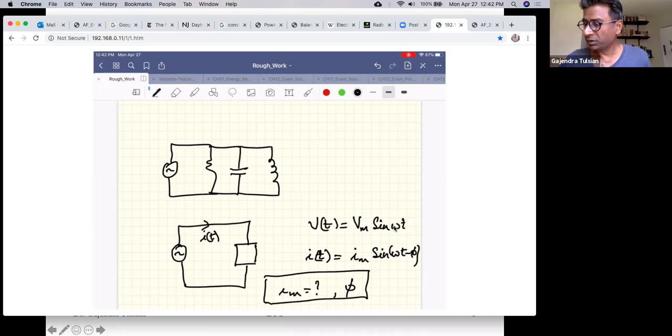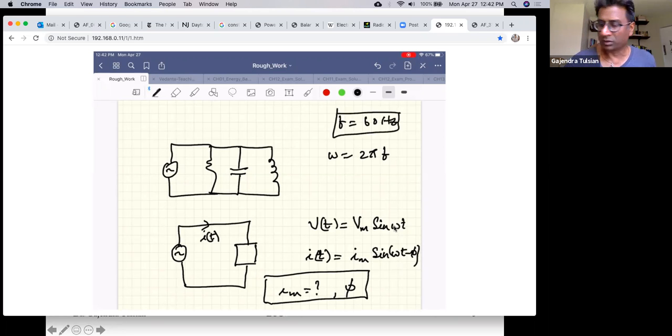Omega is the frequency. Omega is 2 pi f, and in the US, the frequency is 60 hertz. In Europe, it's 50 hertz and so on. That's the signal we get. Out of your wall socket, you get 120 volts, and the peak would correspond to about 180 volts. That's the signal you're getting out of your wall socket.